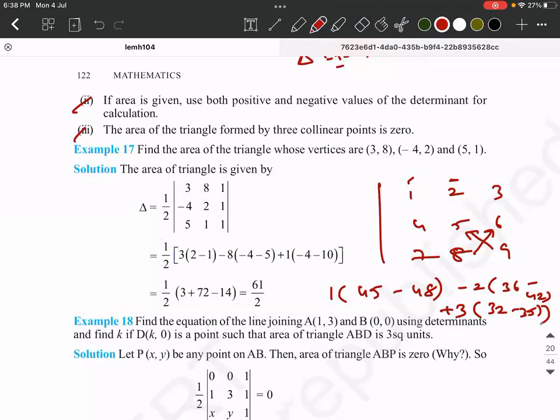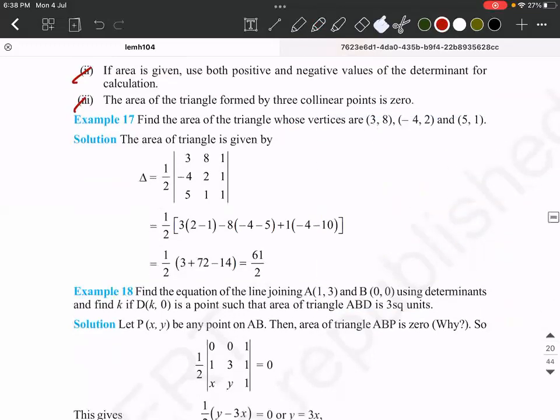I hope everybody got the answer. So did you get the positive value of determinant or negative value? Positive, then leave it. So you got 61 by 2. Just add a term called square units. 61 by 2 square units. Okay.